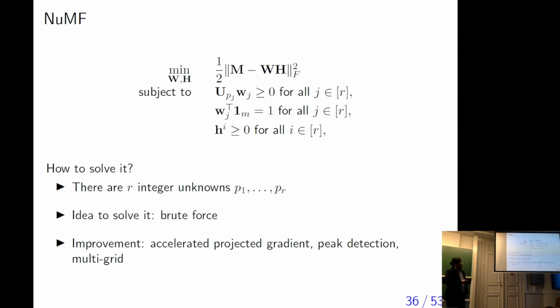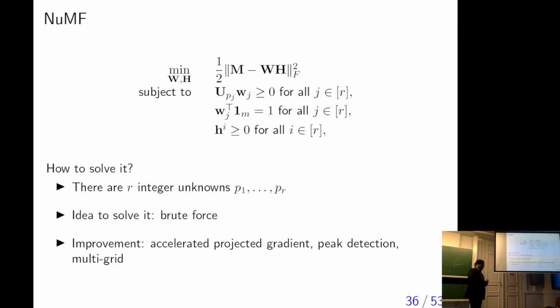Because this problem has P as a variable, it has an integer variable in it. To solve this problem, because you have an integer, the easiest approach is to solve it by brute force. That means you try all the possible P, find the one with the best fit, and take it as P1 or P2 or P3. This is brute force. And of course, brute force is stupid because it takes time.